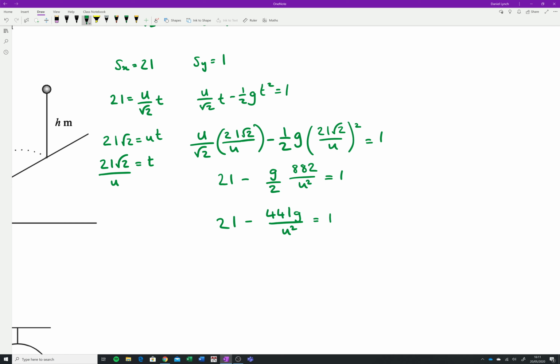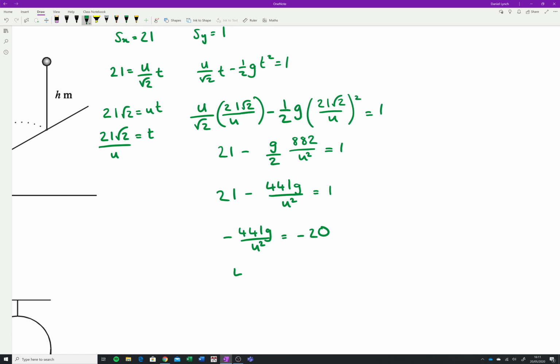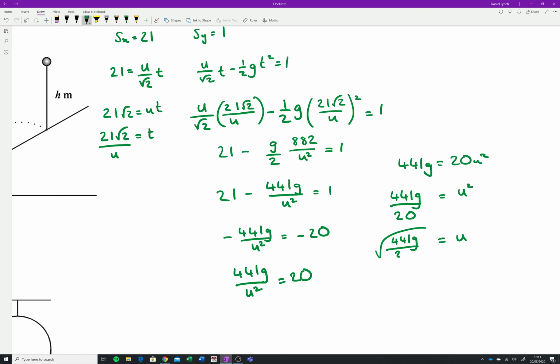You can multiply everything by u squared, but first off, you can take 21 away from both sides. 441 g over u squared is equal to minus 20. Multiply both sides by minus 1. So 441 g over u squared is equal to 20. So it follows that 441 g is equal to 20 u squared. Remember, we're just trying to get what u is. So u squared is 441 g divided by 20, and u is equal to the square root of 441 g over 20.